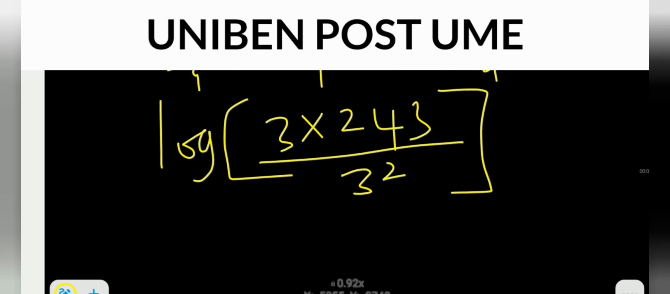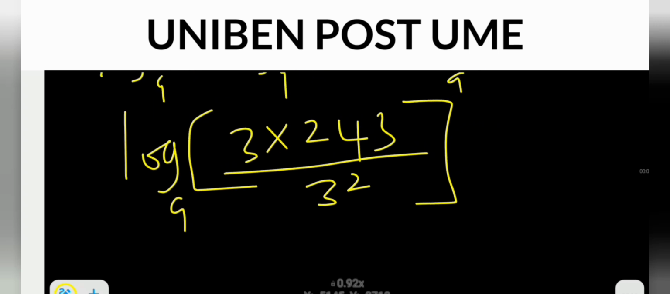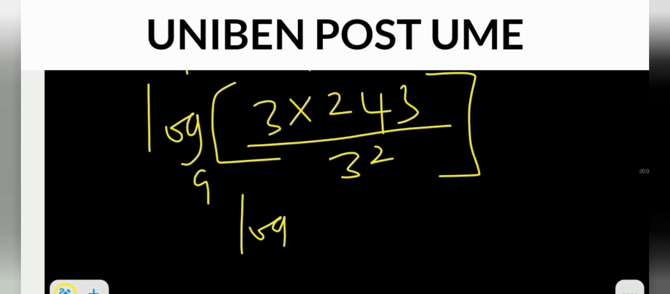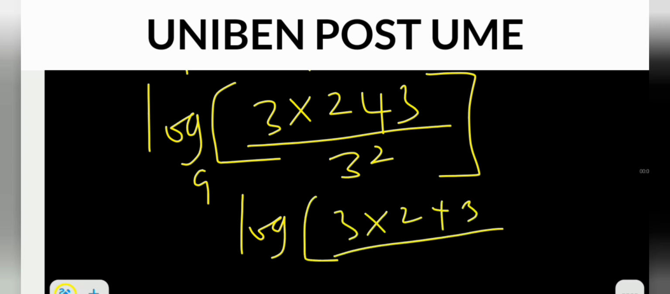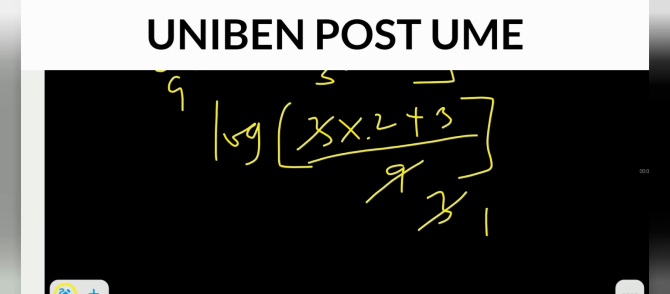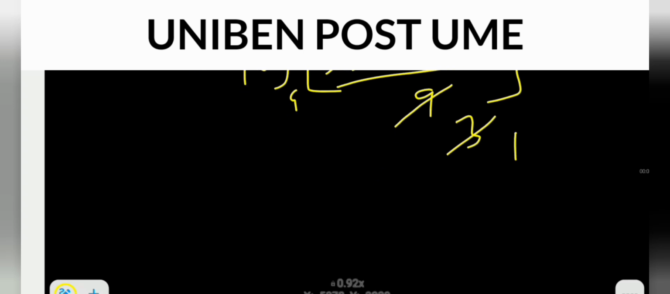So everything will be to base 9. All you have to do is simplify this. This is the same thing as writing log of 3 times 243 divided by 3 squared, which means 9, to base 9. So let's cut this out. 3 into 3 gives 1, and 3 into 243 gives 81. So at the end of the day, everything will be equal to log 81 to base 9.